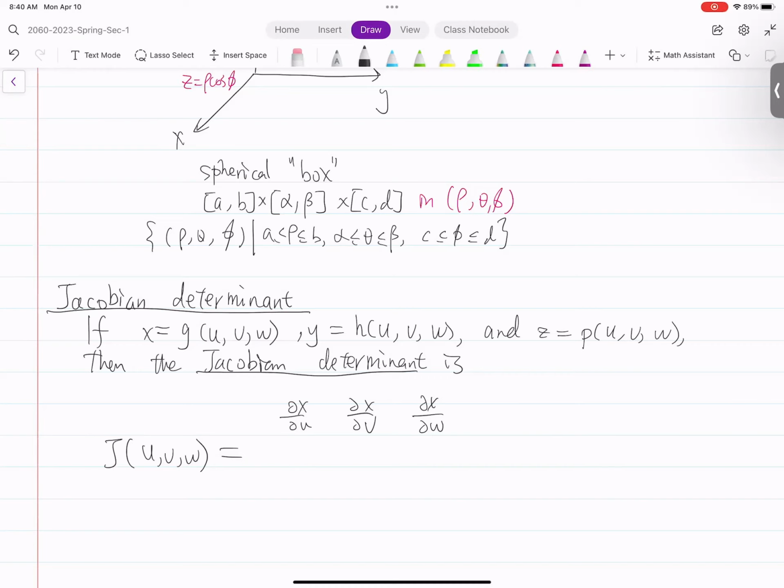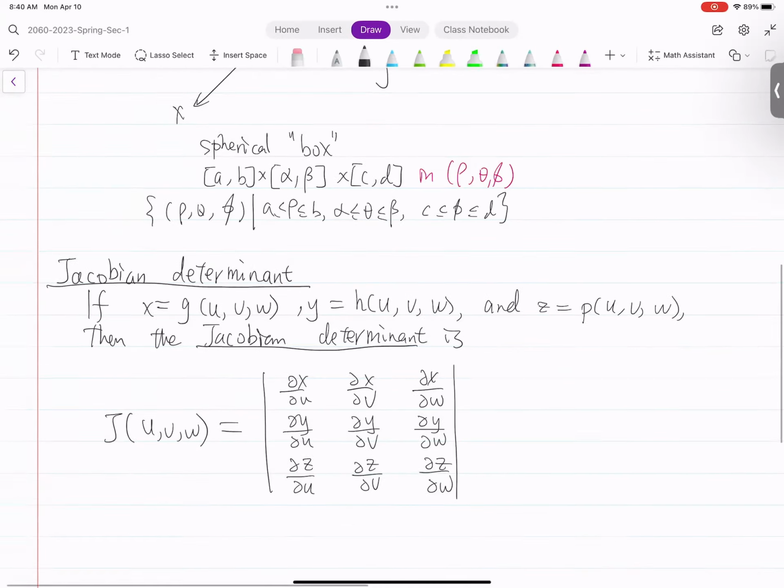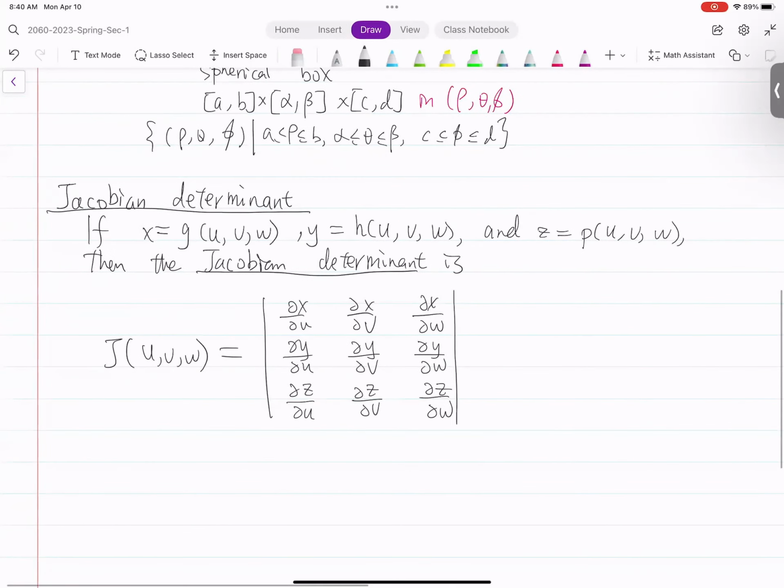And then we put the second variable, all the partials in the second row. So it's del y del u, del y del v, del y del w. Finally, the third variable, we put in the third row: del z del u, del z del v, del z del w. And if we compute this 3×3 determinant, that's the Jacobian determinant that we want.